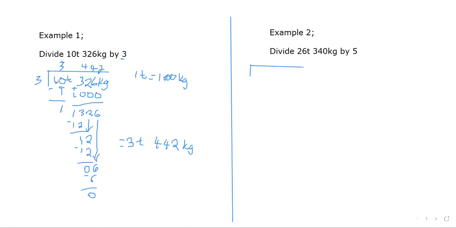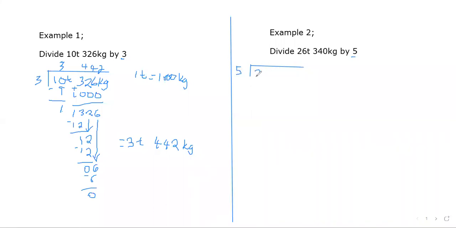Now, with that in mind, let's look at the second example here, where you have to divide 26 tons, 340 kilograms by 5. Again, the first thing you do, you identify the divisor, which is 5. The divisor, you write it outside the sign. The 5, you're going to write it just outside the sign. Write it properly. I have 5.